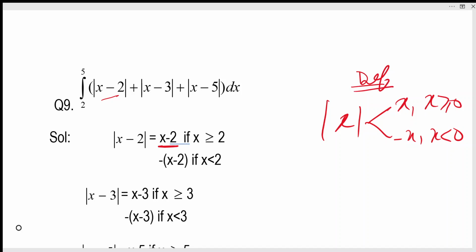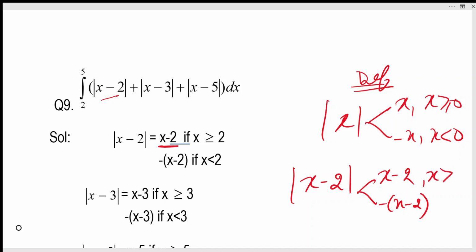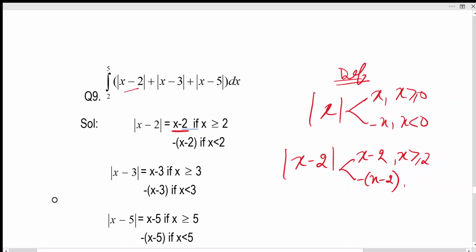Now we are not having only modulus x, we are having x minus 2. I'm just explaining for one. Modulus of x minus 2 will be either positive or negative. Positive when x is greater than or equal to 2, negative when x is less than 2, right? Similarly for x minus 3 and x minus 5, I have explained over here.